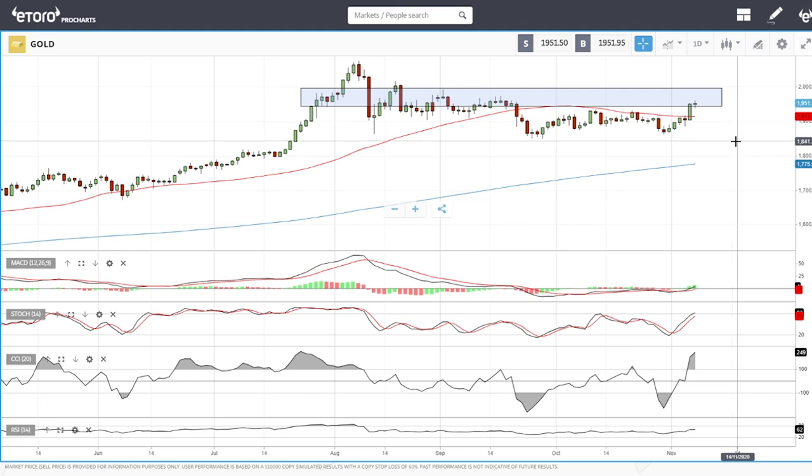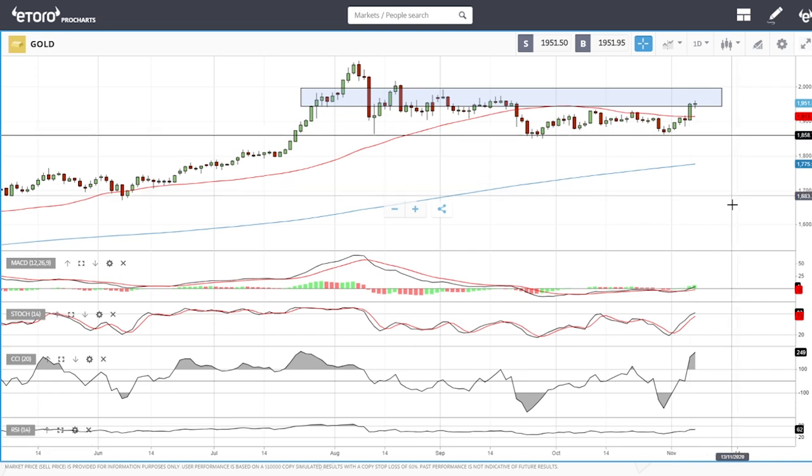In order to see that happen, pay attention to what is happening to the US dollar, because if it starts appreciating again, which it looks like it's going to do, then this will fall back below the 50 moving average. The very lows at this point are around here, that's 1858, and a break below this will open the door to 1800.